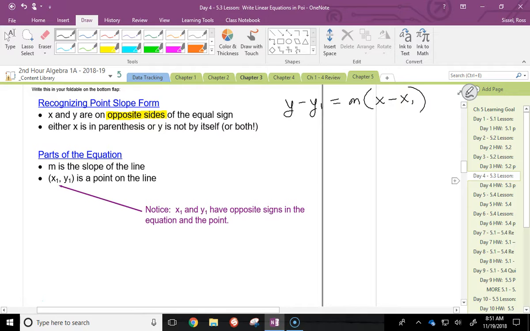Parts of the equation, same thing. M's your slope. X1, y1. This is this and this. Our coordinates, and the biggest important thing to remember is they are opposite. That's the part we struggle with.